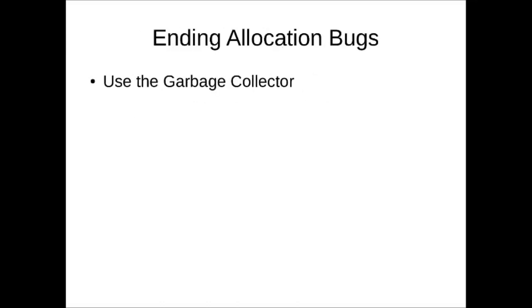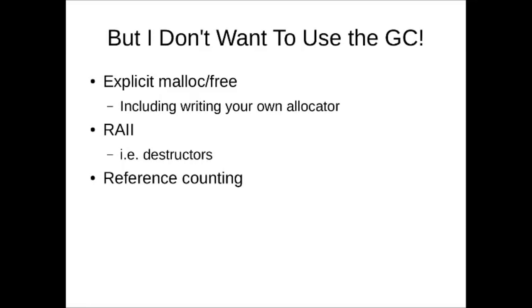Ending corruption from storage allocation problems is accomplished by using the garbage collector. I know what you're thinking. You don't want to use the GC. Yes, I understand. A GC is not normally the weapon of choice with a systems programming language. It doesn't offer the fine control desired. Typical memory allocation strategies are one or a combination of the following techniques: explicit malloc free, writing a custom allocator and deallocator, using RAII with destructors, and using reference counting.